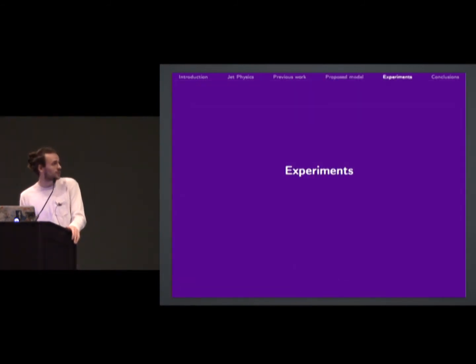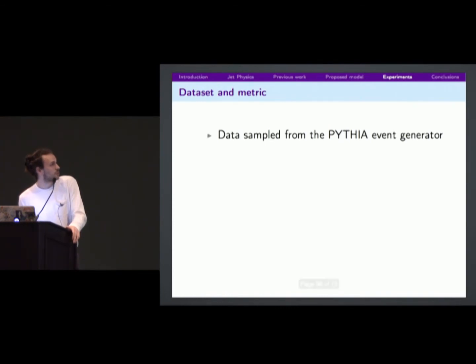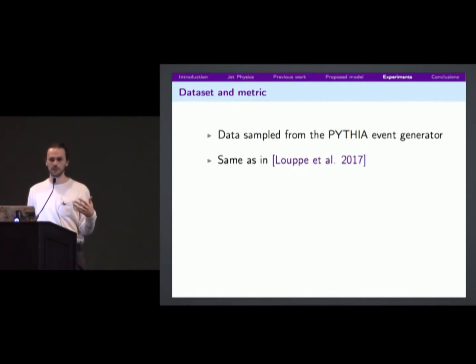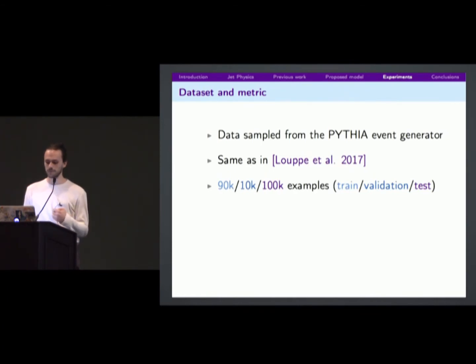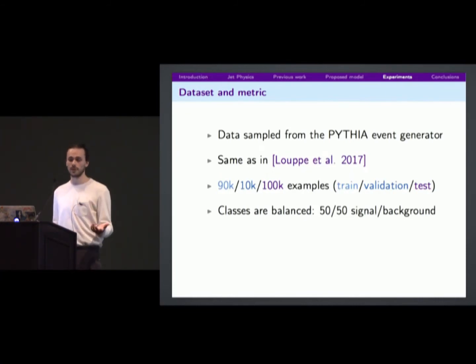So just moving on to experiments, what we did was we took some data from this Pythia event generator. This is the thing that simulates these events forward. And it's the same as in the recursive neural network baseline. We take the following amount of training examples, although it's actually a little bit less than that because we have to crop some of them out. And we have balanced classes, which is not like how it would be in the real world.